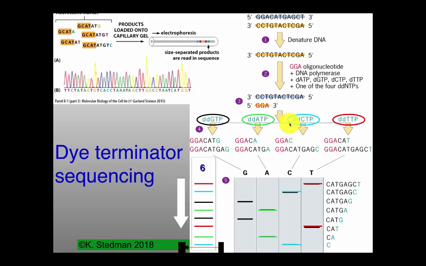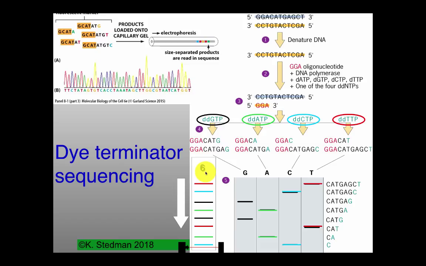And so what this means is you can now do all of these reactions and run them all together in one particular gel. Usually this is done in a capillary gel electrophoresis. And so here is all of these. This would have been four different reactions, all now run together. Put them all in one reaction, and you run this gel.